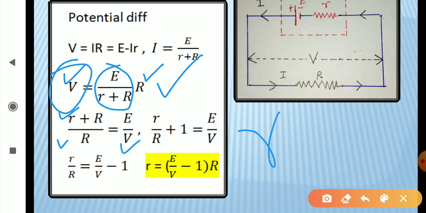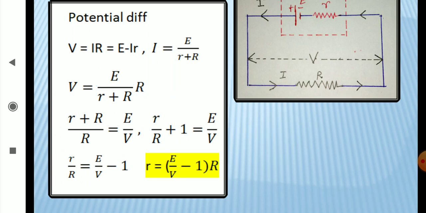And since I have to find out internal resistance, small r, I'll keep this term on the left and take all other things to the right. So minus 1 when goes to right becomes, sorry, this was plus 1. Plus 1 when goes to right becomes minus 1. Let's look at it once again.